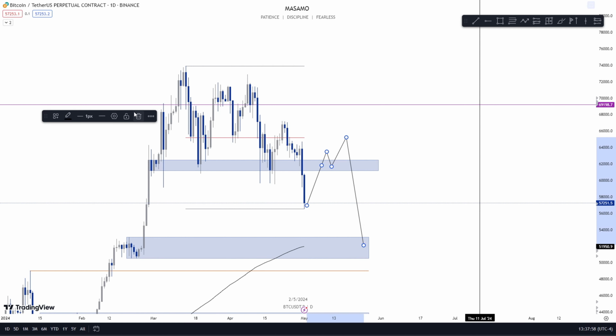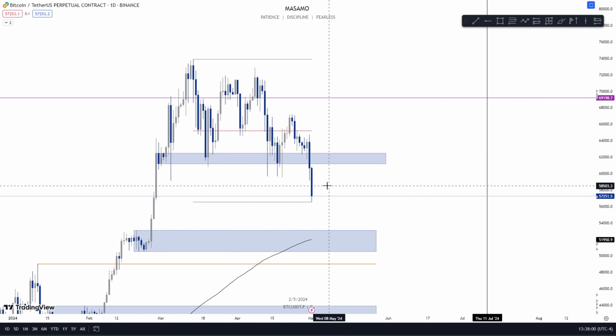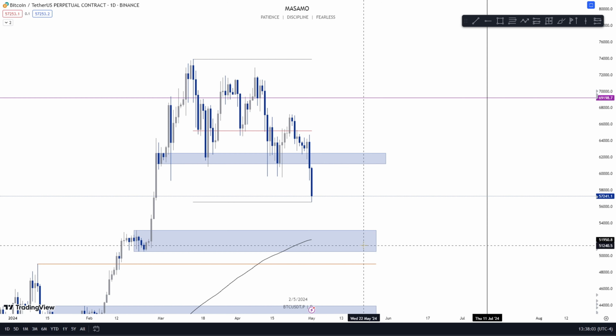But the main point I'm trying to show you here: it does not matter if you buy here, here, or here. With DCA, try to buy here.